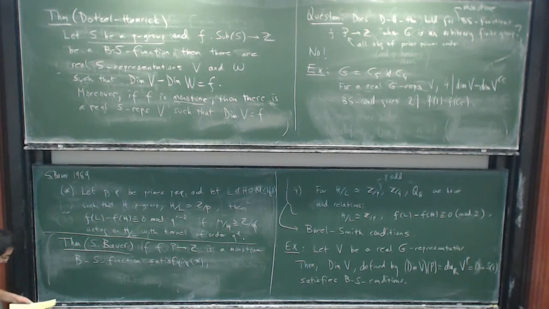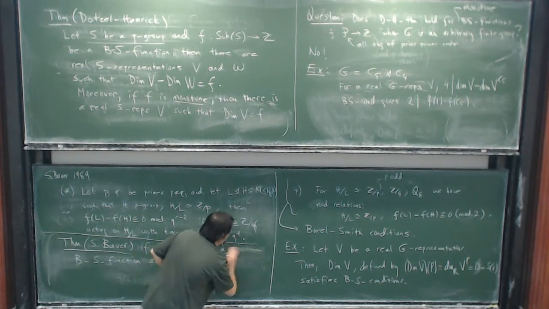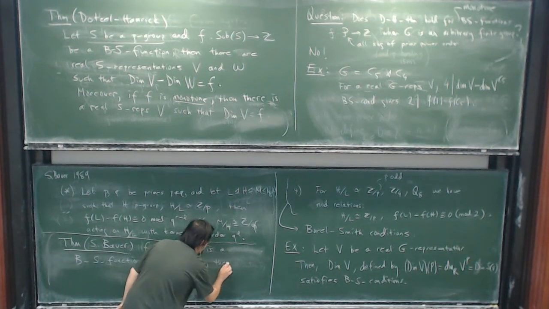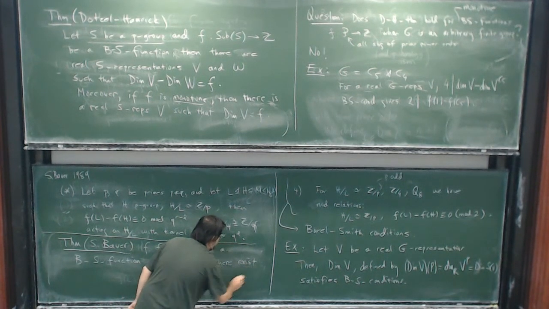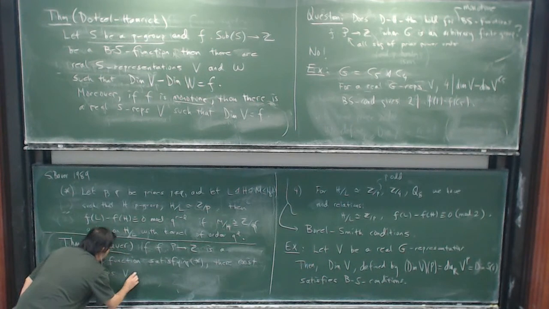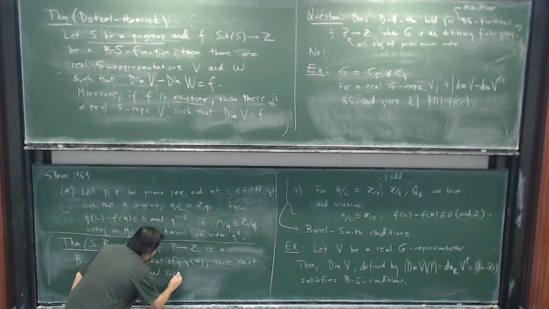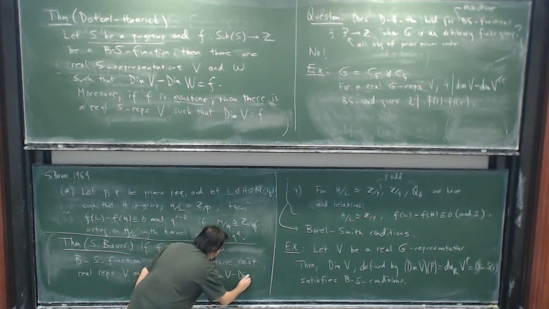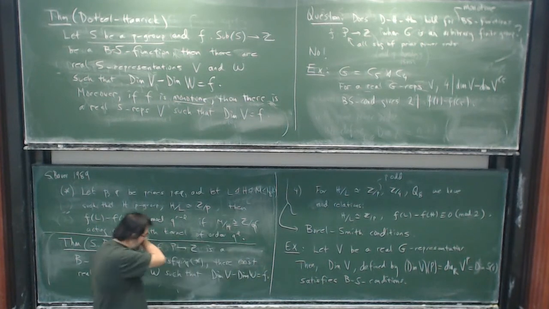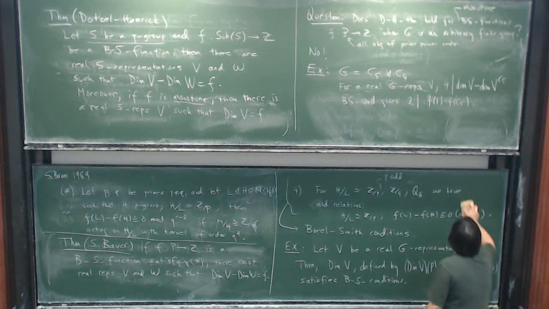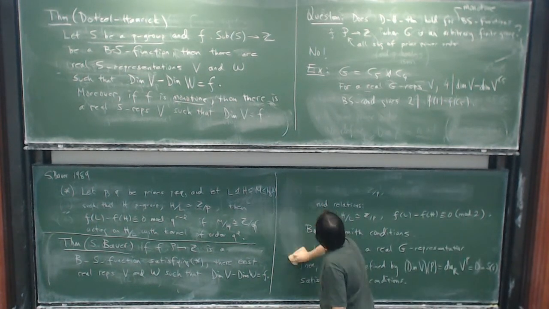Oh, sorry, this is not monotone. So for the monotone version, this doesn't exist. If f satisfies star, then there exists a virtual representation, so real representations V and W, such that the difference of dimension functions realizes f. And there is no monotone version for this. Actually, we have an example to show why it doesn't. There is no monotone version.